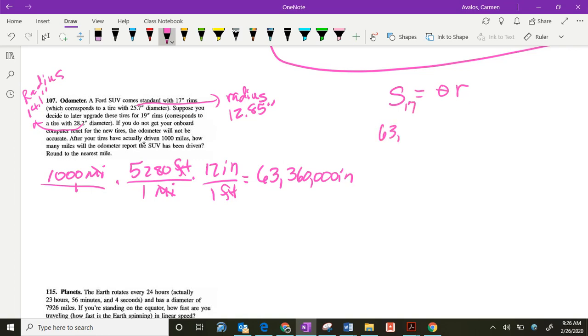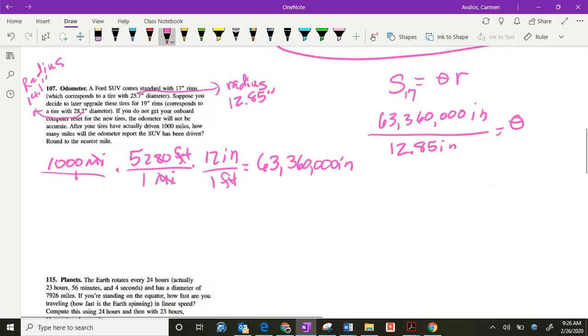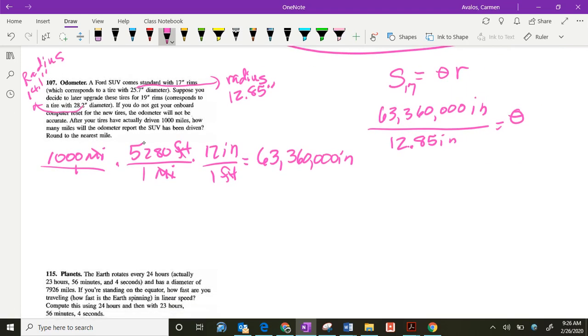So we're going to take the 63,360,000 inches, and that's the actual arc length. And so we are going to then do the radius, which is going to come on here, and it's going to be 12.85 inches. And that's going to give us the angle there, right? So when we solve for this, this is going to cancel, and we're going to get 4,930,739.3 radians.